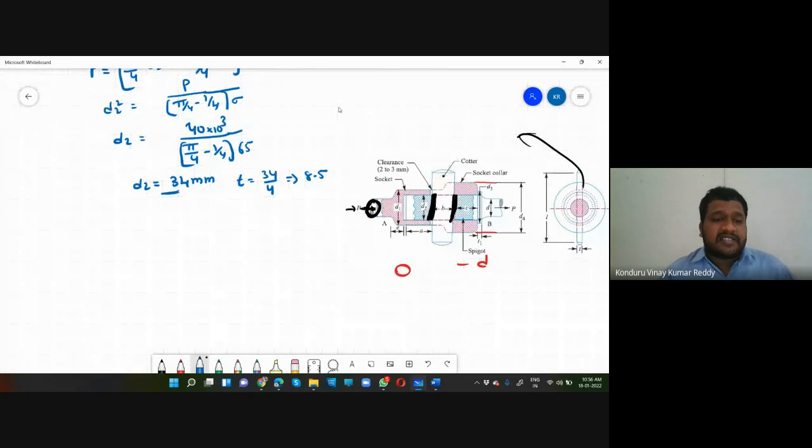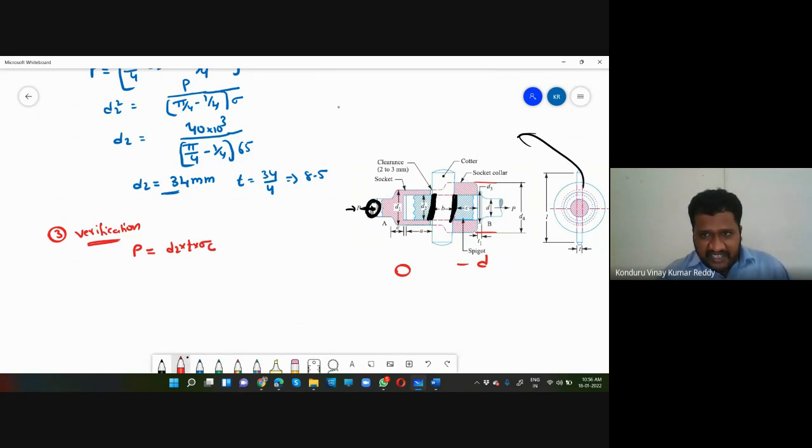See here. Step number 3 is verification. I have given you a design procedure. In that design procedure, step number 3, that is formula number 3, is verification. That formula is P is equal to D2 into T into sigma C.